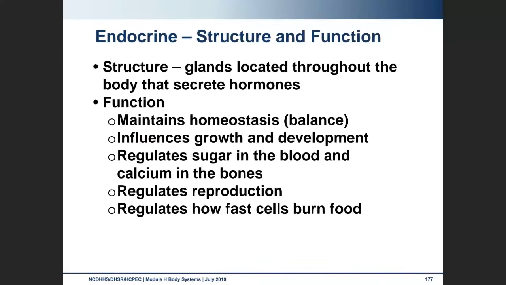When our endocrine system is functioning properly and normally, our skin is warm and dry, our weight doesn't fluctuate a lot, we have normal appetite, we're awake, alert, and oriented.